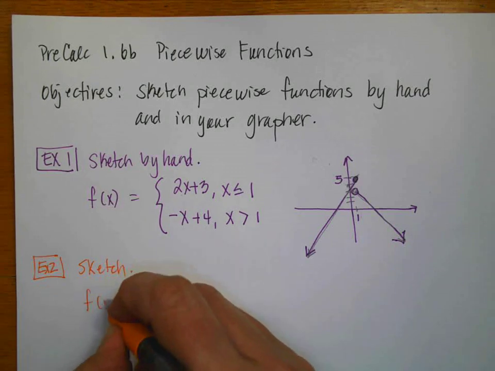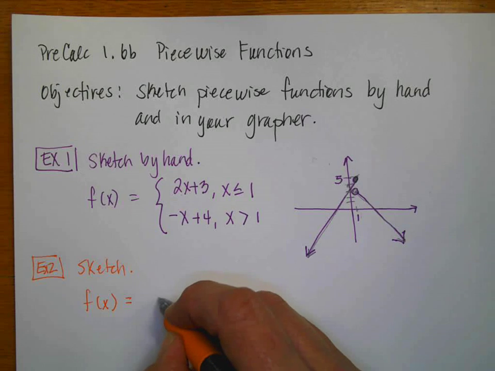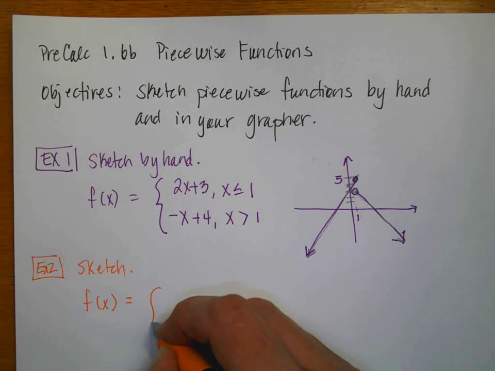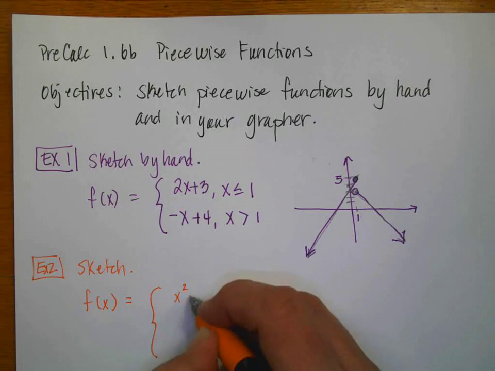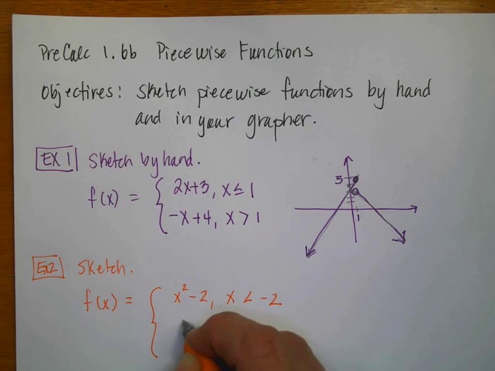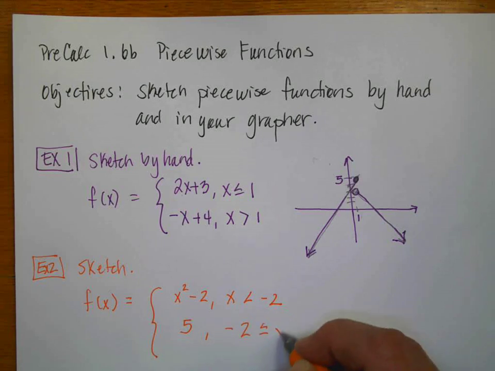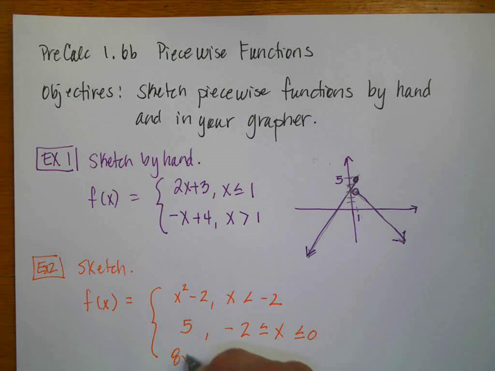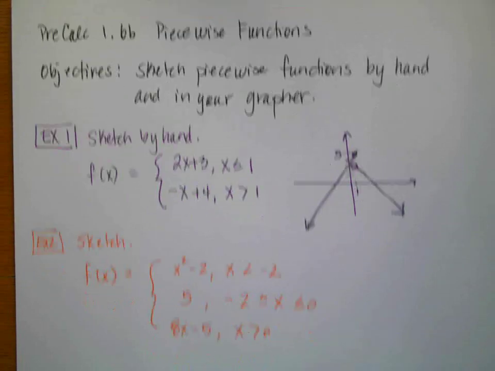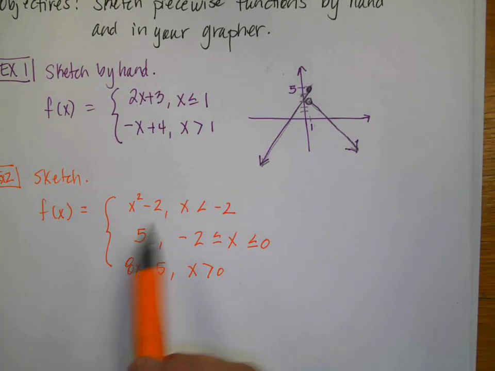This time my piecewise is going to be, and I'm going to skip one because I can. This is x squared minus 2 for x is less than negative 2. And 5, this is kind of a cool thing, for negative 2 is less than or equal to x less than or equal to 0. And then I have 8x minus 5 for x is greater than 0. So this is a piecewise with 3 pieces. We haven't done one like that for a little while.